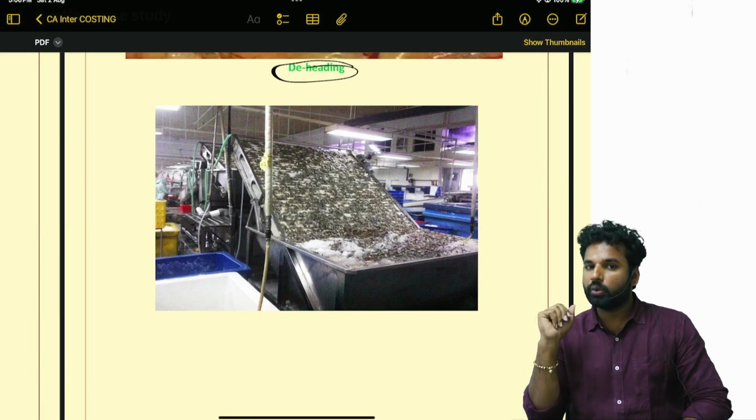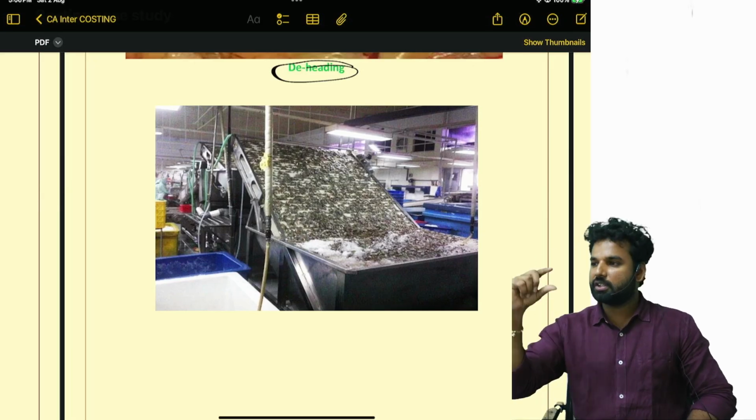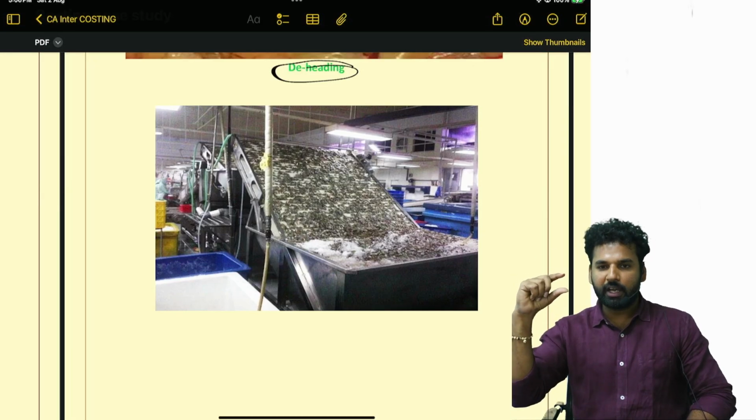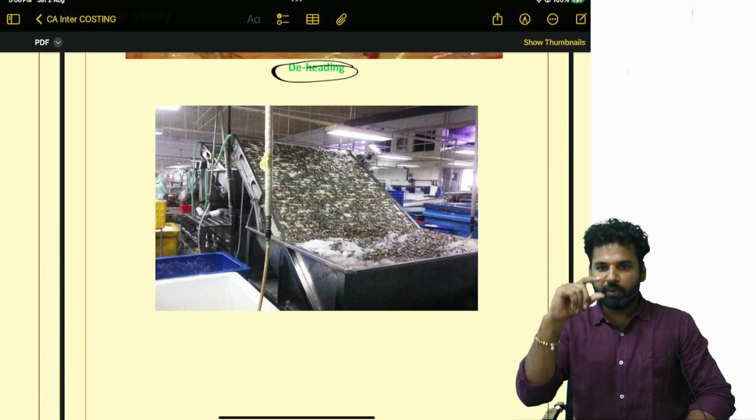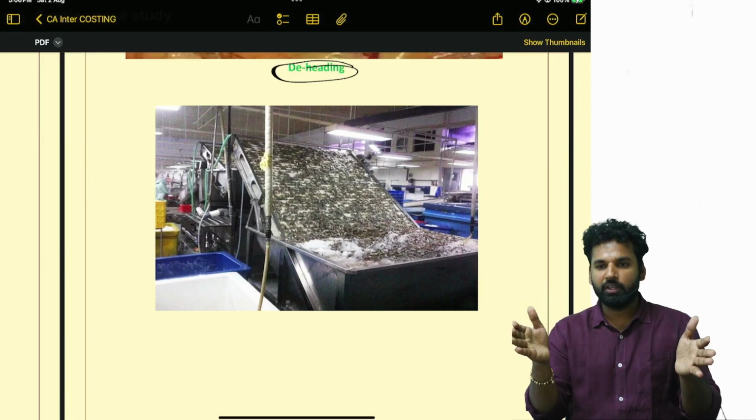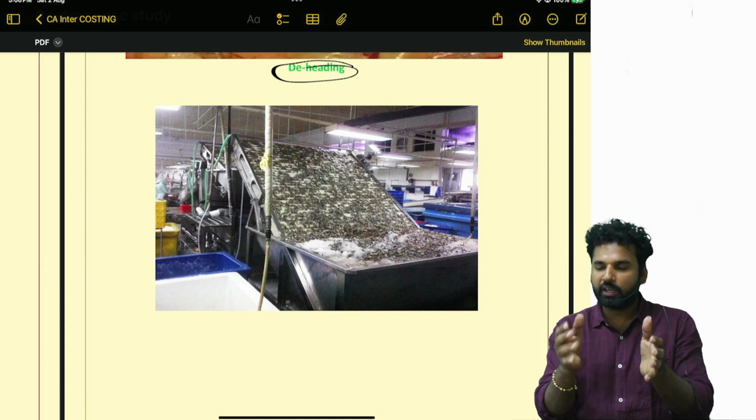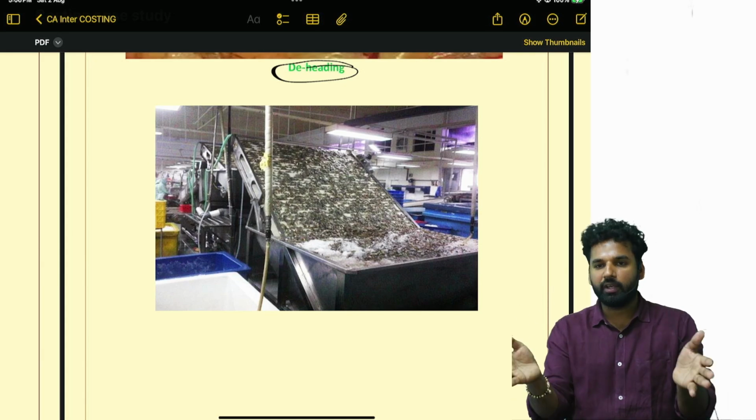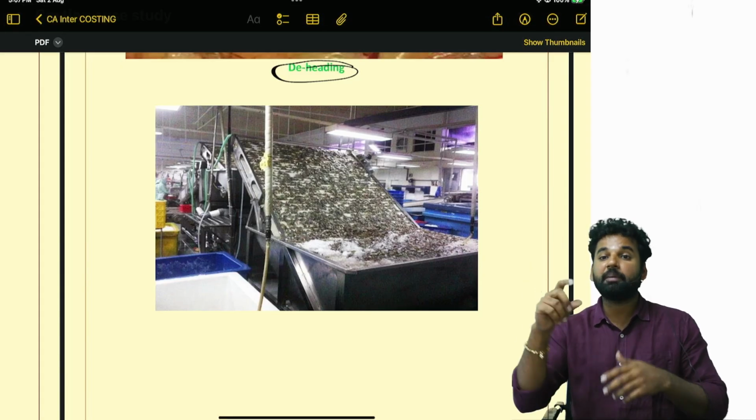So that's why you have to grade according to the size. These small pieces have to be separated, these bigger pieces have to be separated, and medium pieces have to be separated. So likewise, we have to grade. Why do you have to grade? All the different sizes are mixed, so you have to grade. Based on the grade only, the cost and selling price will be decided.